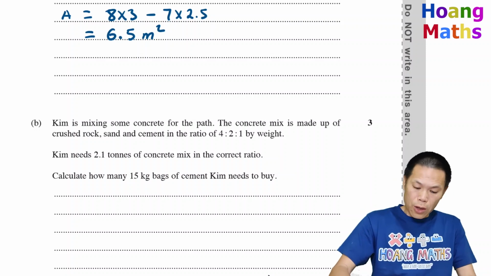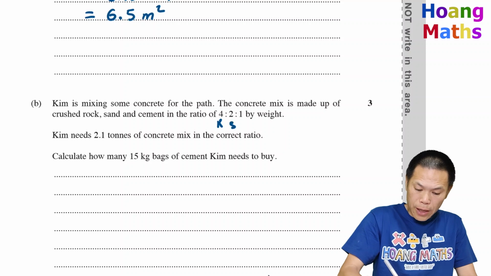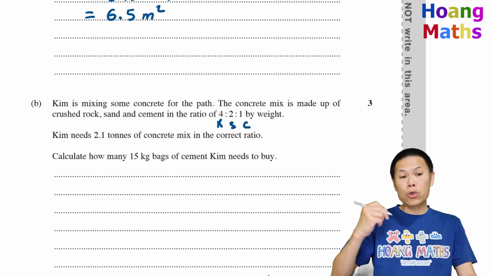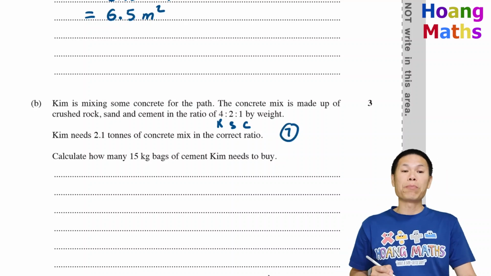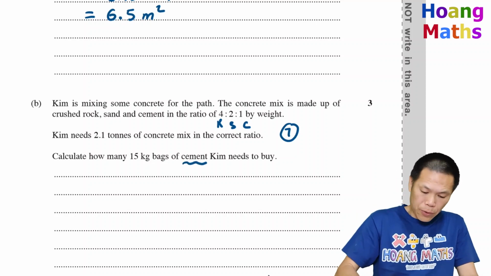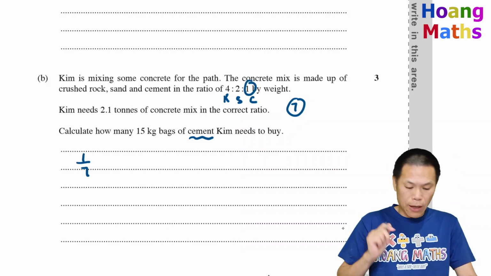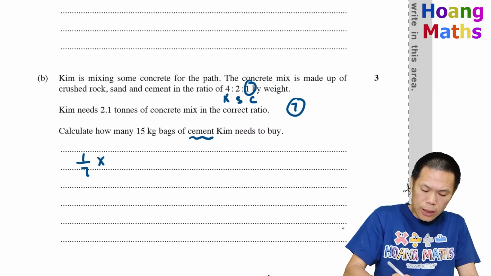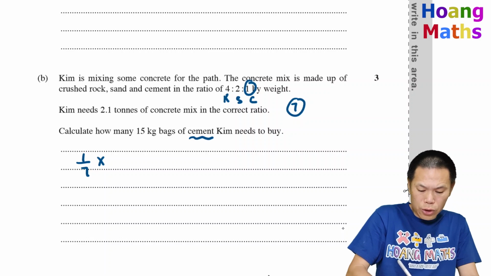So first of all, we need to know that 4 is for the crushed rock, 2 is for the sand, and 1 is for the cement. So altogether, if we add them up, 4 plus 2 plus 1 is 7. So 7 parts altogether. So we need to work out cement. So for cement, that is 1 over 7, because the ratio for cement is 1 out of 7. And altogether she needs 2.1 tons of concrete. So for cement only, we just go 1 over 7 times 2.1.